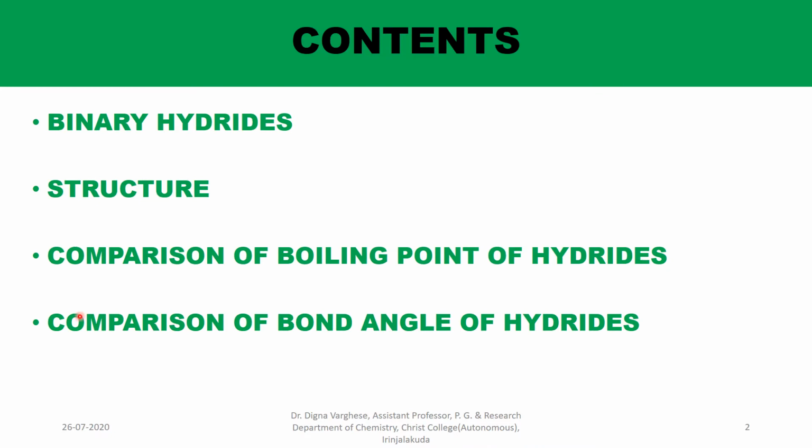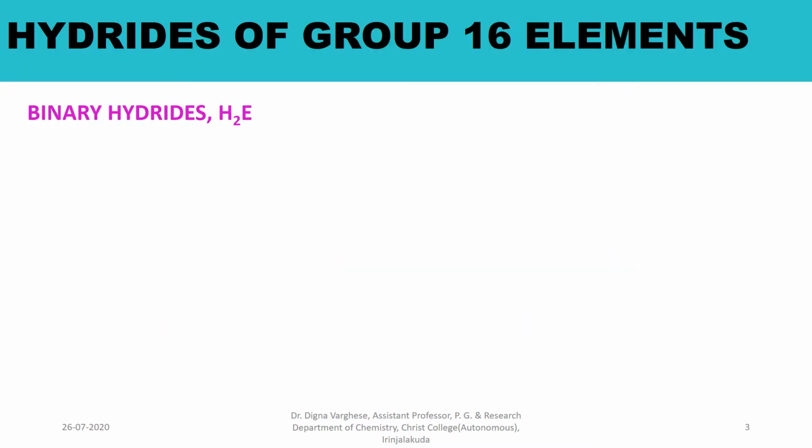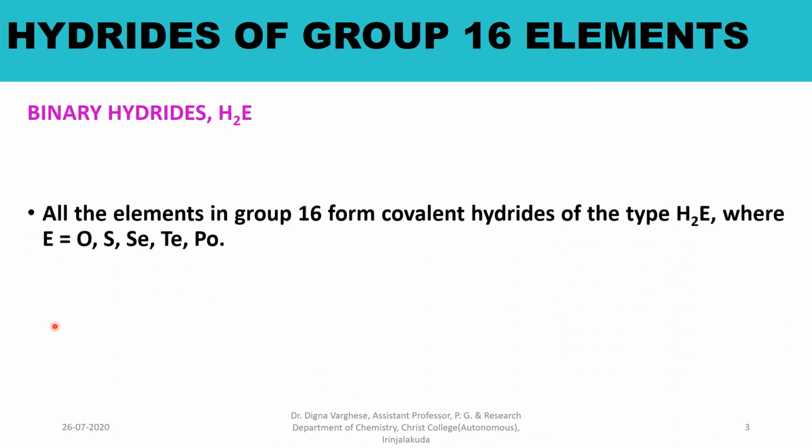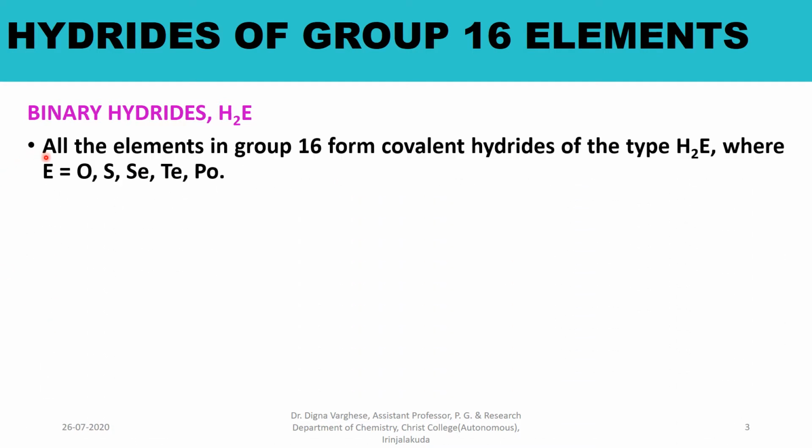Contents: binary hydrates, structure, comparison of boiling point of hydrates, comparison of bond angle of hydrates. Hydrates of group 16 elements. Binary hydrates H2E. All the elements in group 16 form covalent hydrates of the type H2E, where E denotes oxygen, sulfur, selenium, tellurium or polonium.